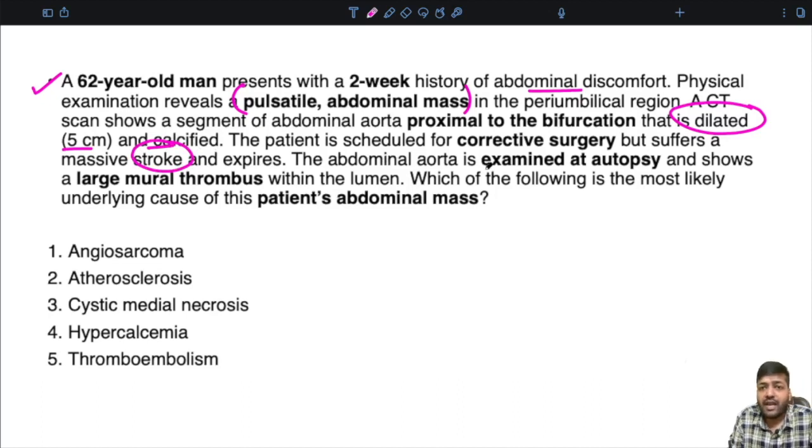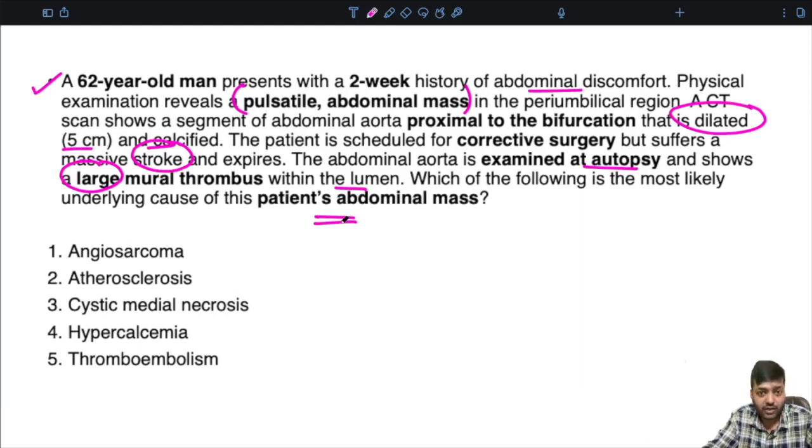The abdominal aorta is examined at autopsy and shows a large mural thrombus within the lumen. Which of the following is the most likely underlying cause of the patient's abdominal mass? We will address this question at the end of this session after we complete the discussion on aneurysm as well as dissection.